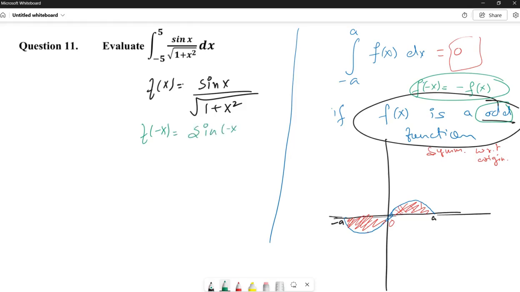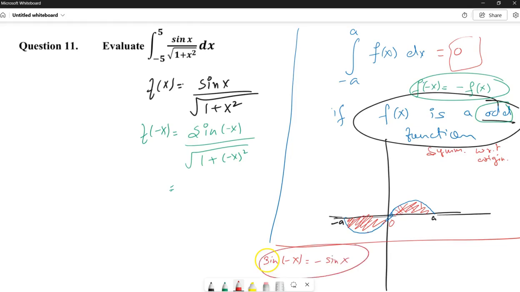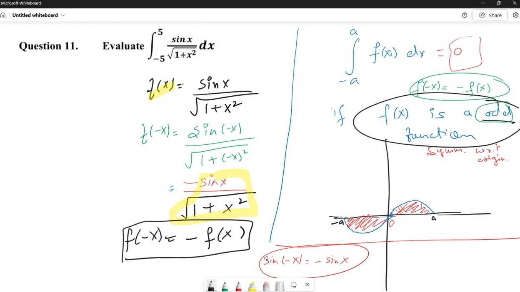Sine of -x divided by the square root of 1 plus (-x) whole squared. Now we know from trig that sine is an odd function. So from trig we know the formula that sine of -x is equal to negative sine x. So I'm going to use that. This is the same as sine of x with a negative sign. Square root of 1 plus (-x) whole squared is just x squared. Now this part looks like the function itself. That means this is negative of f of x. We are proving f of -x is negative of f of x.